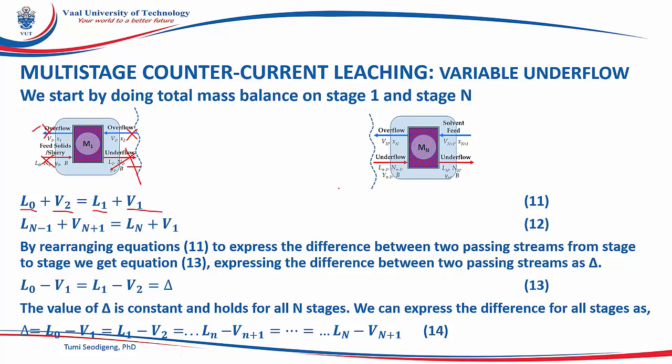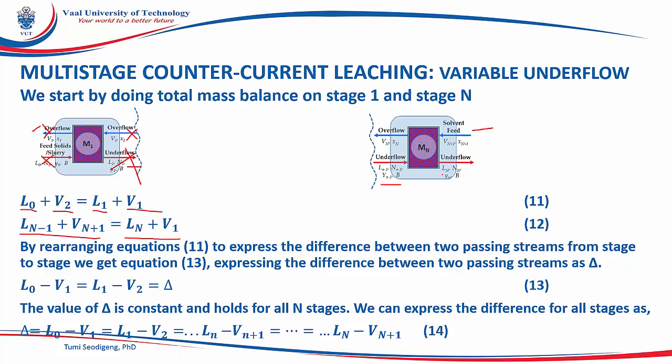Similarly, for stage n, we will do the input and equate that to the output, where we know the input will be the Ln-1 stream plus the Vn+1 stream.